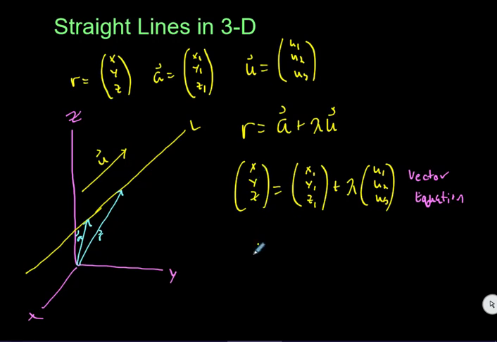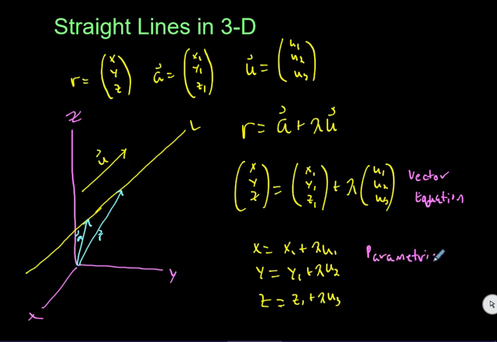And then we can write our parametric equations the same way, right? But this time it's going to be x is equal to x1 plus lambda u1. Then our y is equal to y1 plus lambda u2. And then z is equal to z1 plus lambda u3, right? So this would be our parametric equation of a line.